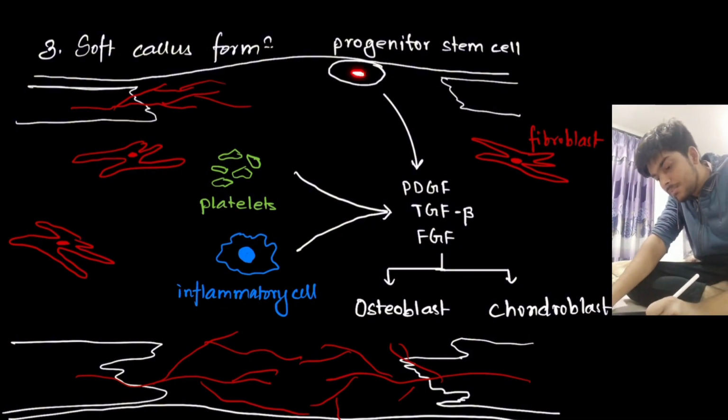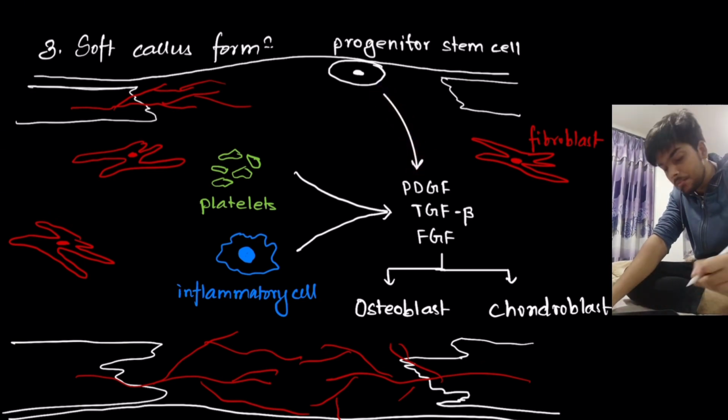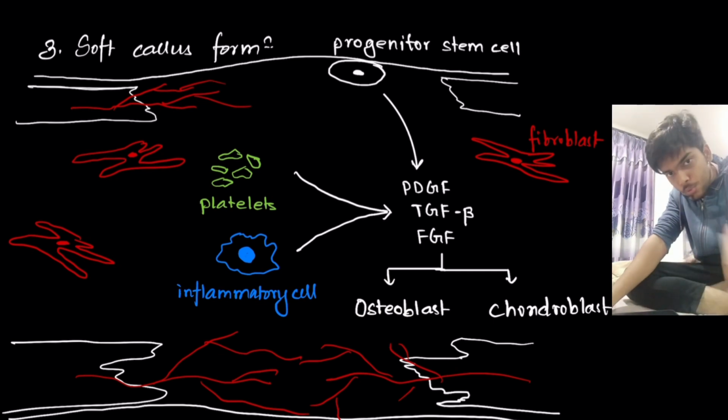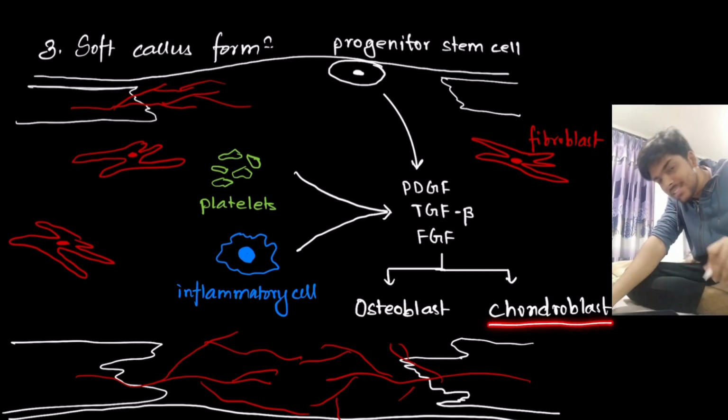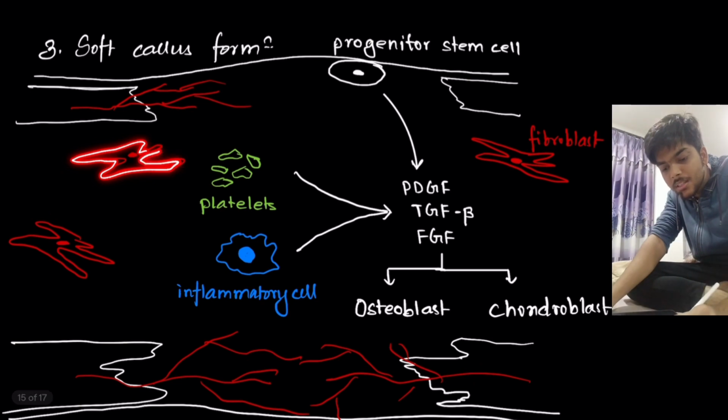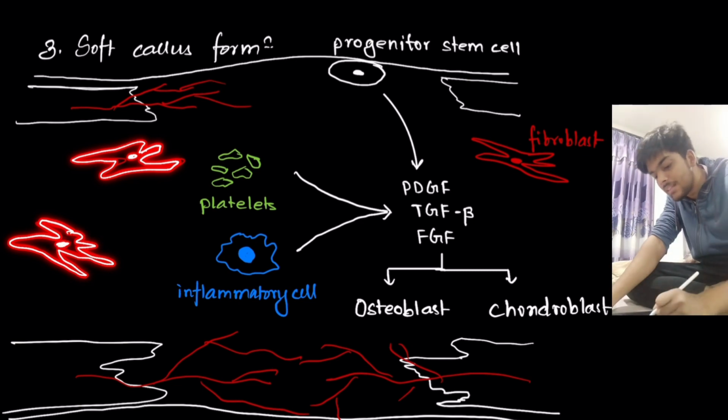So there's your progenitor stem cell of the periosteum. Once this progenitor stem cell receives these growth factors, it gets activated and converts into two important cells: osteoblast cells, which are responsible for forming osteocytes or bone cells, and chondroblast cells, which are responsible for forming chondrocytes, which are cartilage cells. Along with those, you can also see fibroblast cells here and there. These fibroblast cells are responsible for the secretion of collagen fibers at the site of fracture.